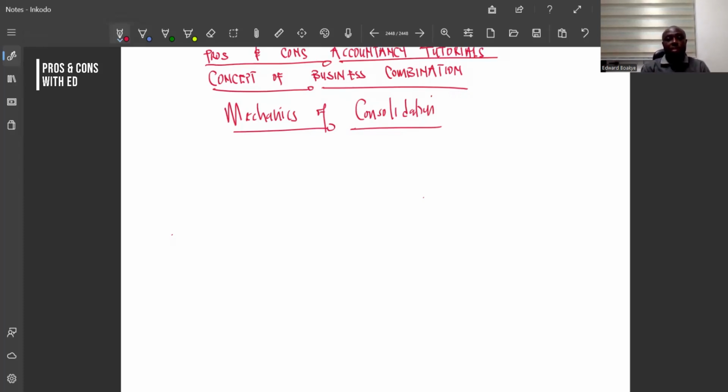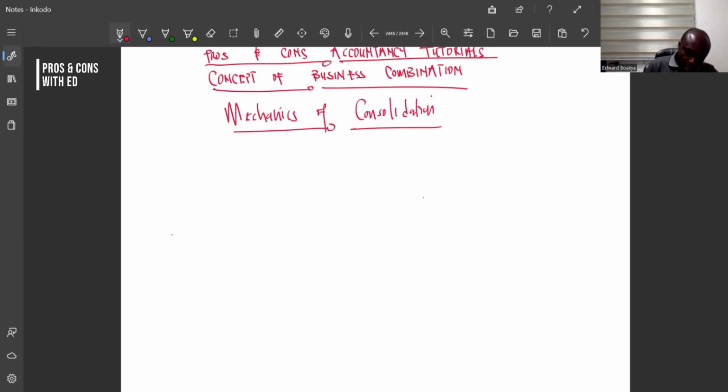So as I said earlier, we want to deal with the mechanics of consolidation. When we talk about the mechanics of consolidation, it's simply the components that we need in order to help prepare our consolidated financial accounts. So what are these mechanics? In knowing the mechanics of consolidation, it will be easier for you to prepare the consolidated statement as easily as possible. So what are these mechanics?